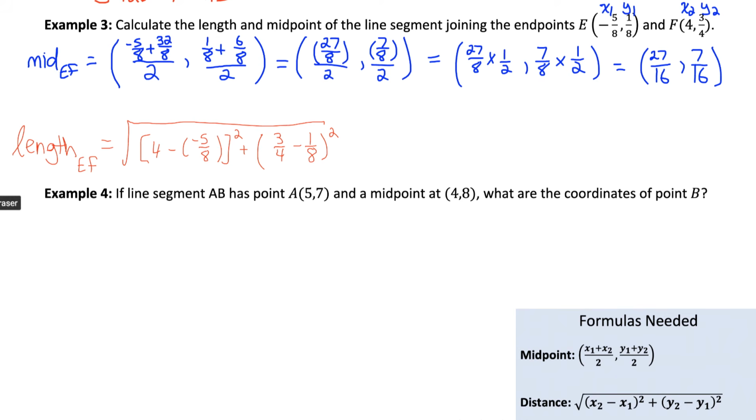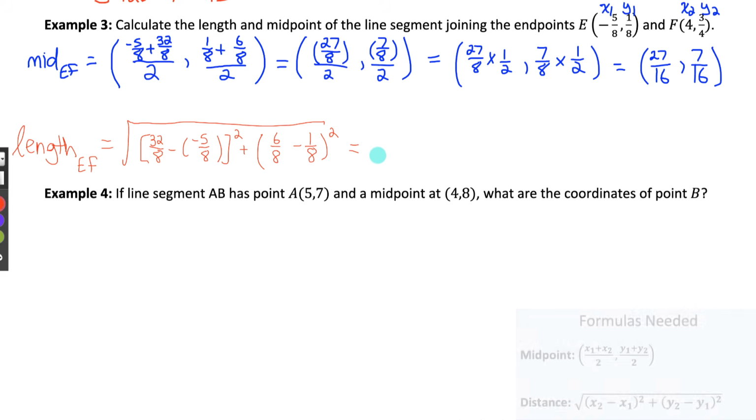Now I already know how to get common denominators here. When I'm subtracting fractions, I also need common denominators. So I'm going to change that 4 to a 32 over 8. And I'm going to change this 3 over 4 to a 6 over 8. And now if I simplify, the rule for subtracting fractions is the same as for adding.